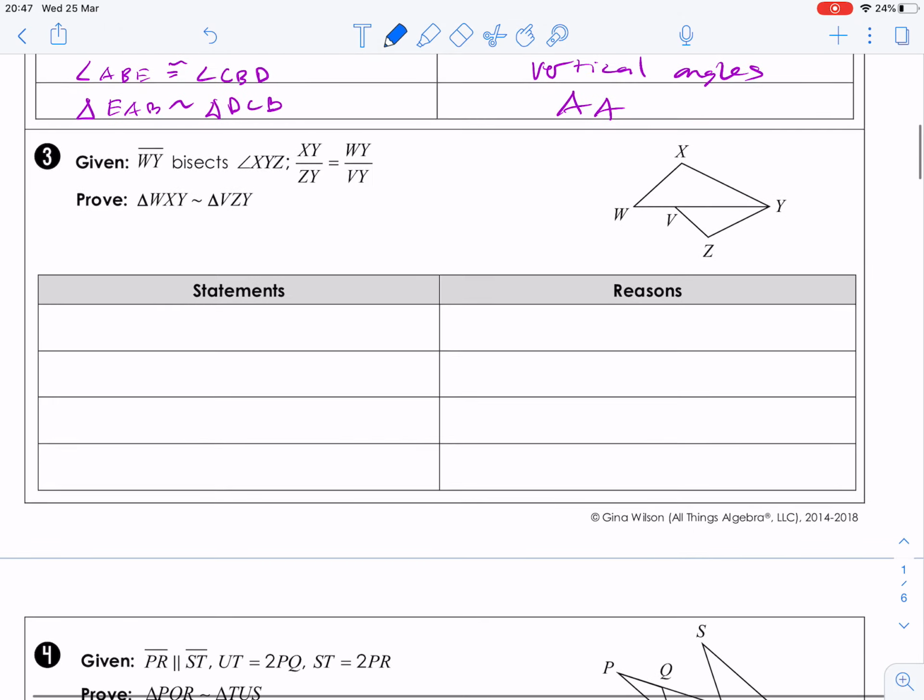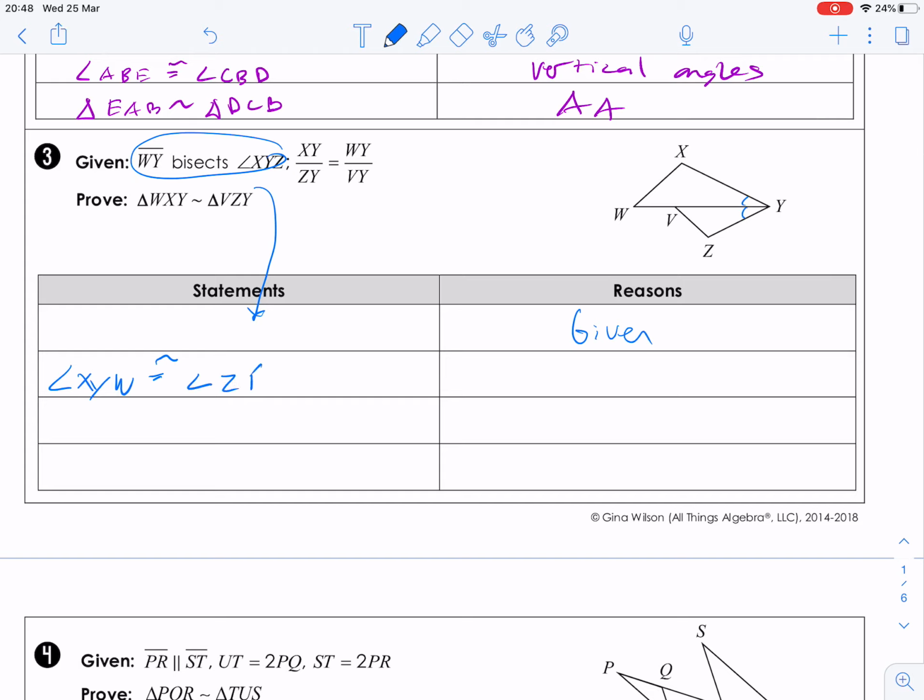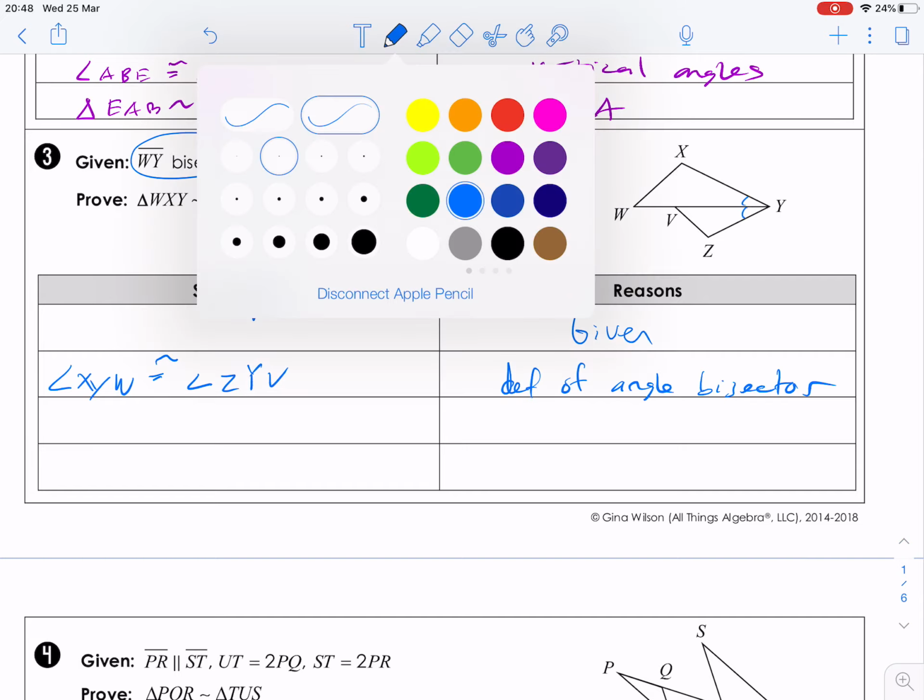And here we go. Number 3. WY bisects XYZ, which means that must be equal to that. So I'm going to just say that is a given, which means angle XYW must be congruent to ZYV because of the definition of angle bisector. A bisector means it cuts in half. All right, so that's a good start.